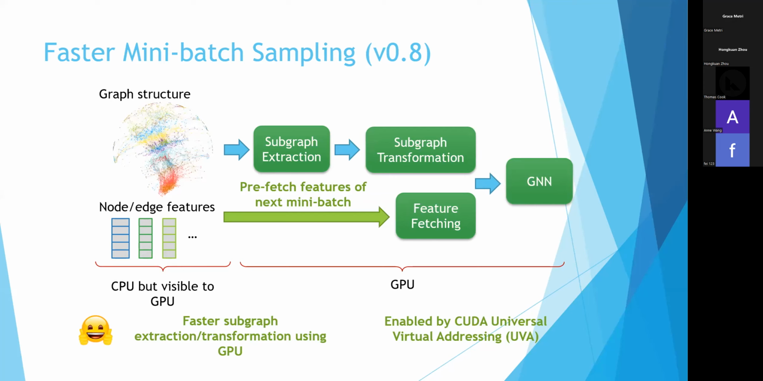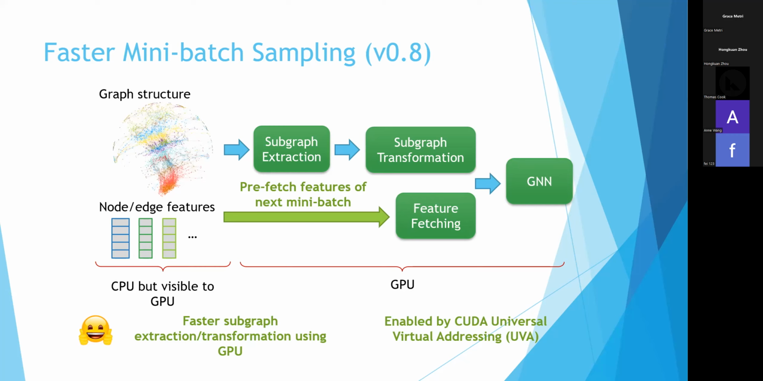To solve that, we utilize a technique called CUDA Unified Virtual Addressing, UVA. This is basically a special type of memory. It is physically in CPU, but visible to GPU. So you can have a large memory chunk at the capacity of the CPU RAM, which is usually very large, and you can also launch GPU kernels on it for computation to speed it up. This pipeline makes it faster to do not only the subgraph extraction, but also feature fetching.